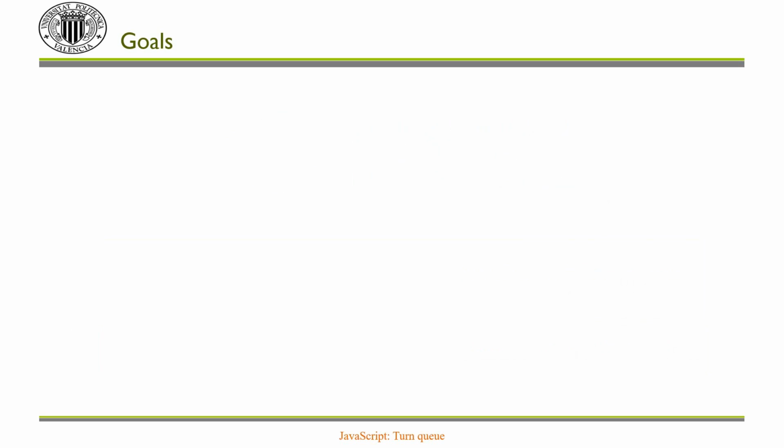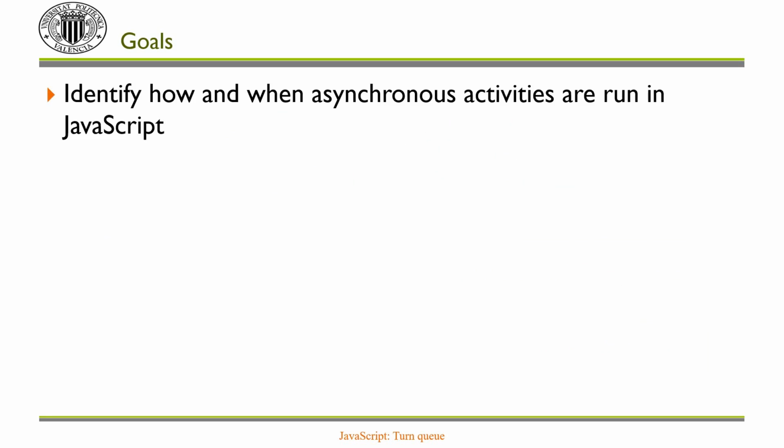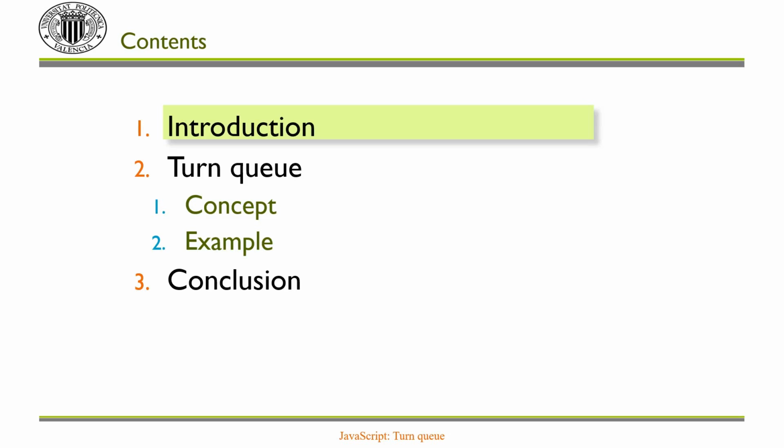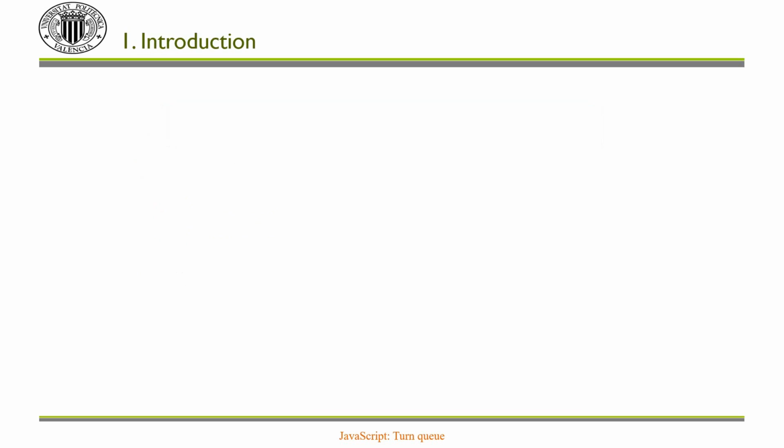The goals of this presentation are to identify how and when asynchronous activities, that is, event arrivals, are run in the JavaScript programming language. The contents of this presentation are structured as follows. Let's start.